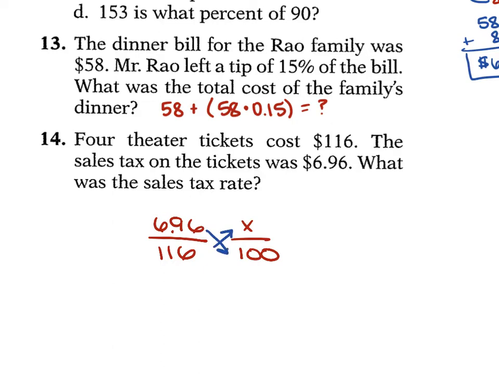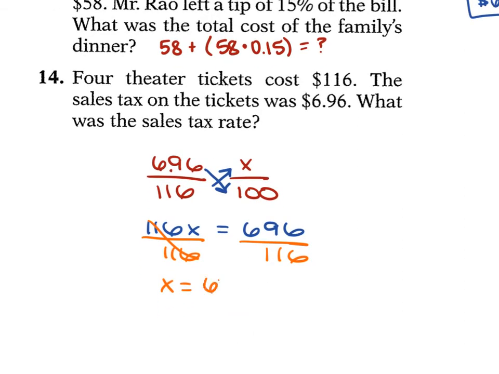So we're going to cross multiply. We get 116x is equal to 696. We divide each side by the 116 and get that x is 696 divided by 116, which is 6. So 6%.